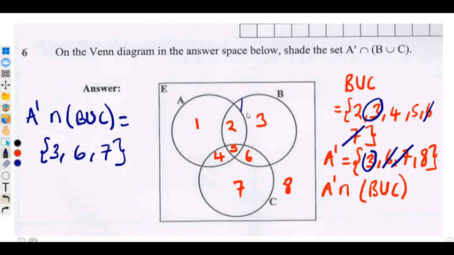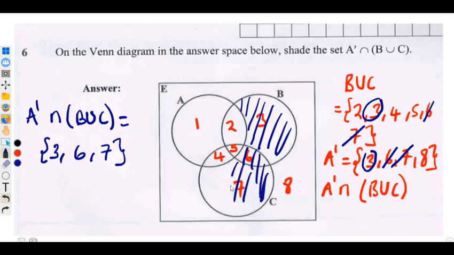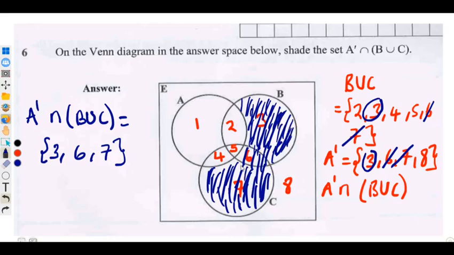So this is the region that you are going to shade: 3, 6, and 7. So this will be your answer. Those who can just answer it directly, you are free to do so. This just helps you to know the exact region that you are going to shade. So this will be A complement intersection, in brackets B union C. I hope it's clear. We can now move on to the next question.